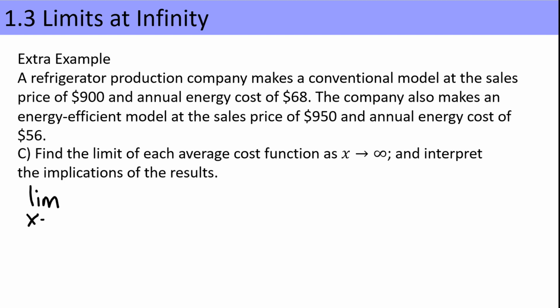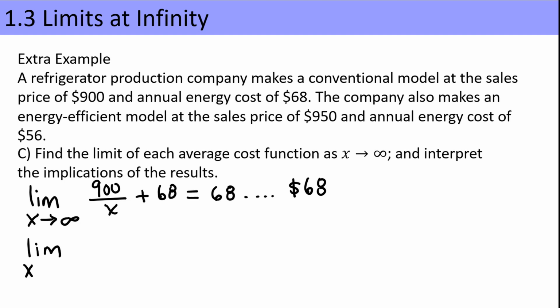So the limit as x approaches infinity, and the average cost for the conventional we computed as 900 divided by x plus 68. Using the limit properties, as x gets real big, 900 over x real big is 0. 68 is a constant, so we get 68. So I'll write it as $68.